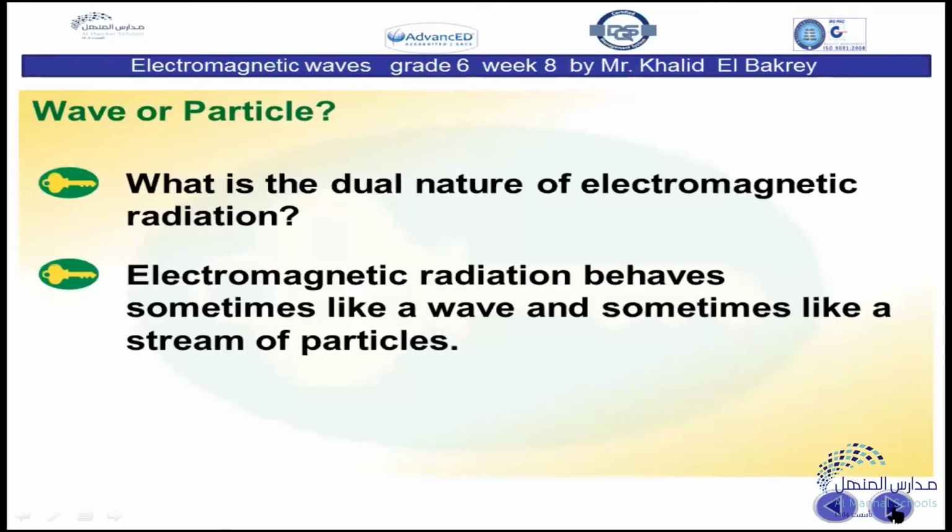In order to understand the electromagnetic wave, we'll take light as an example. We found out that light has two models or two natures, wave nature and particle nature. Wave nature will explain some behaviors of the electromagnetic wave, and particle nature will explain other behaviors of the electromagnetic wave. So we give it the name dual nature. It has two natures, not one nature.